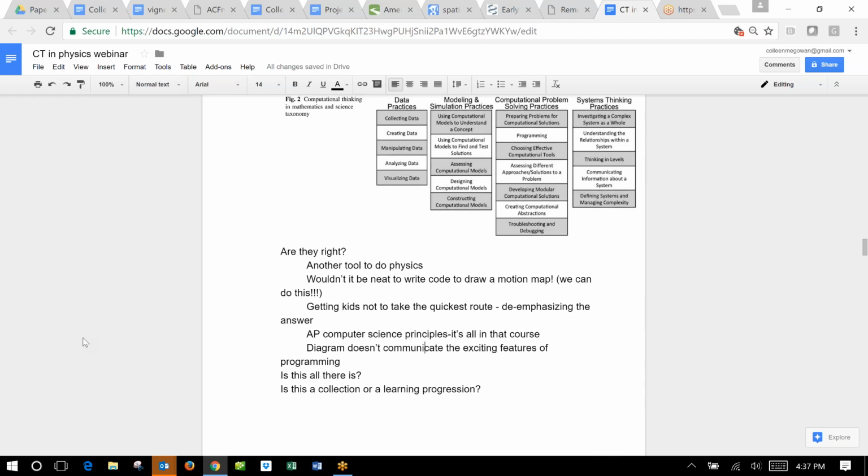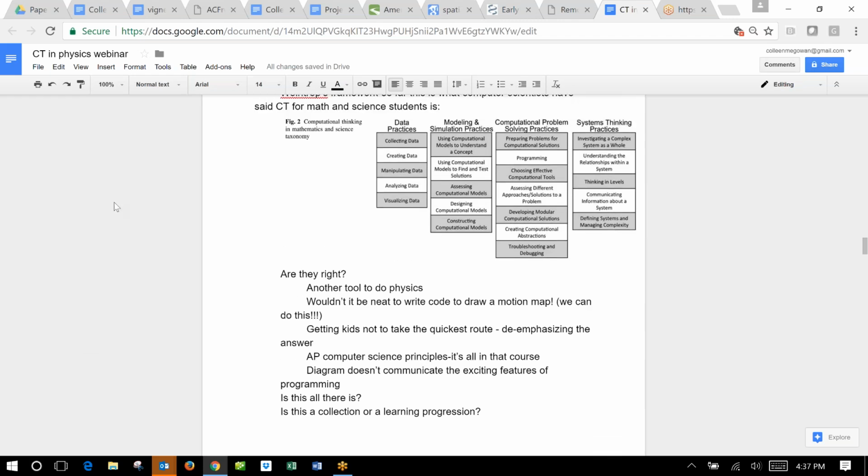Okay. Any other thoughts, questions, comments, concerns about this framework?